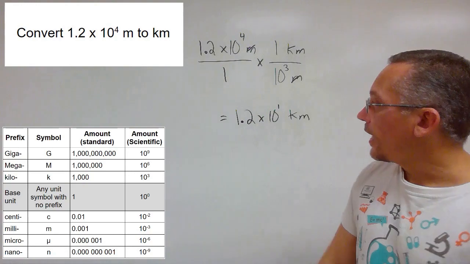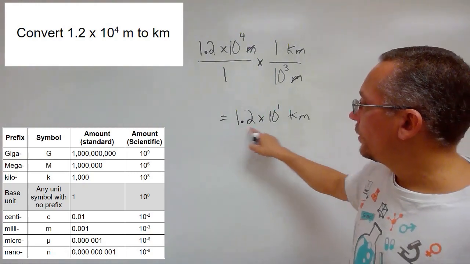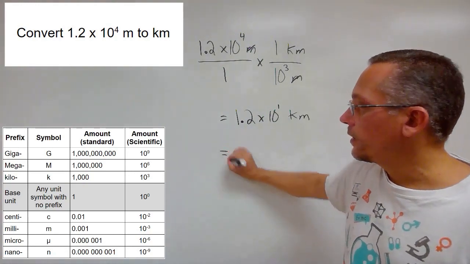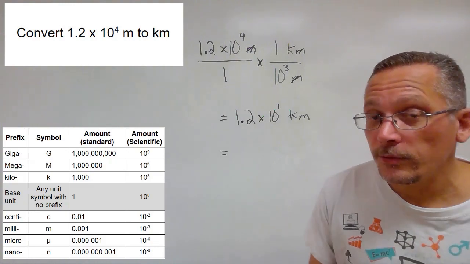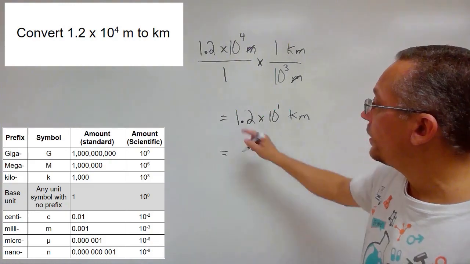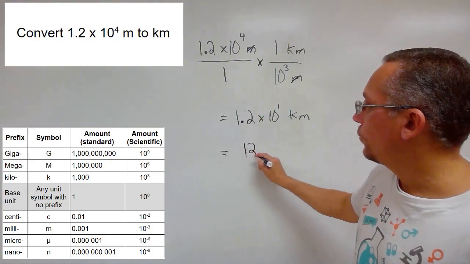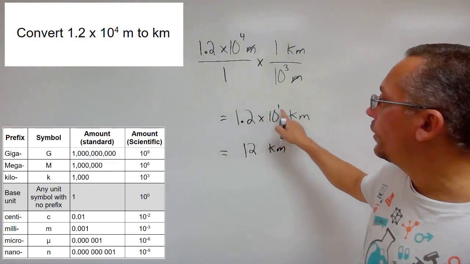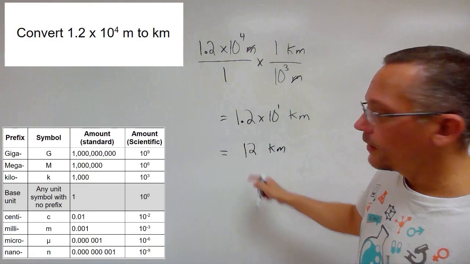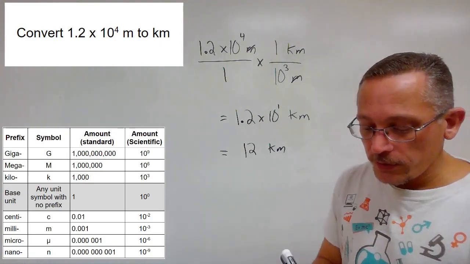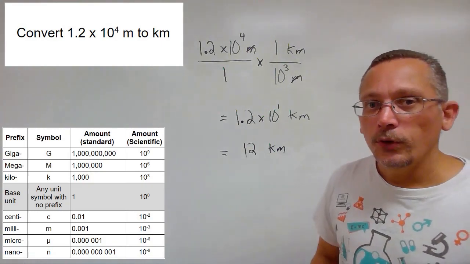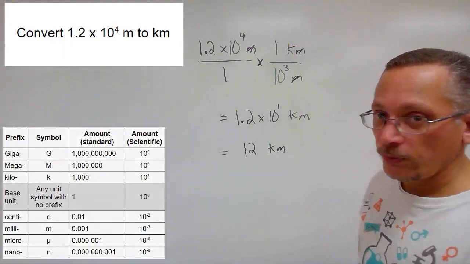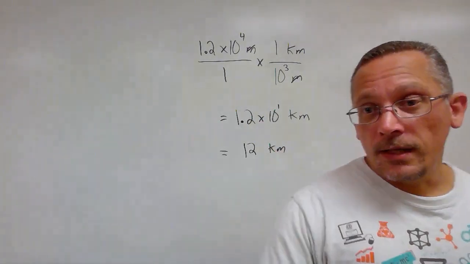And there is that. If you prefer, this particular number can just as easily be expressed in standard notation. It probably makes more sense to express it in standard notation. That is 12. Just move your decimal point one place. So that is the same as 12 kilometers, which is probably the more convenient way to express that particular one. So there is another example.